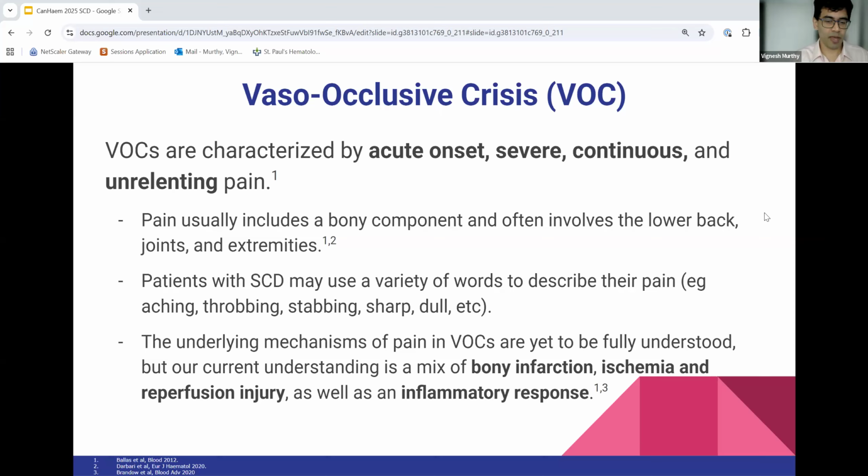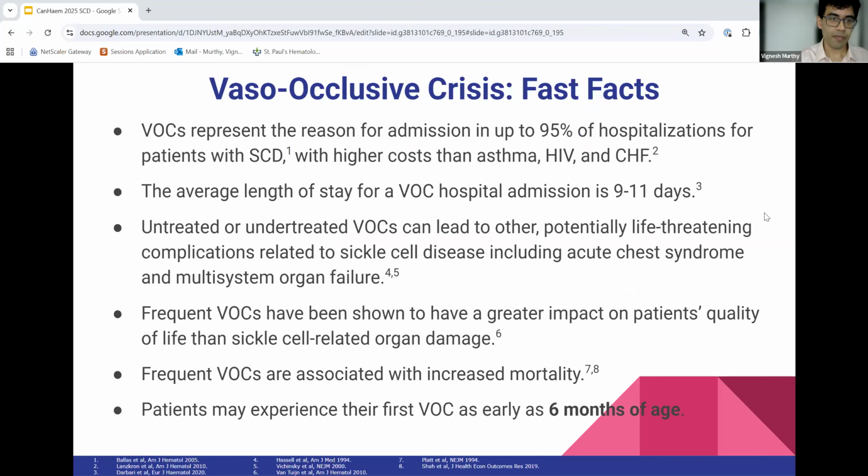The underlying mechanism of pain is not fully understood, partly due to a lack of research, unfortunately, but our current understanding is that it's a mix of acute bony infarction, followed by ischemia and reperfusion injury, as well as an inflammatory response. So real, legitimate, severe reasons for someone to be in very severe pain.